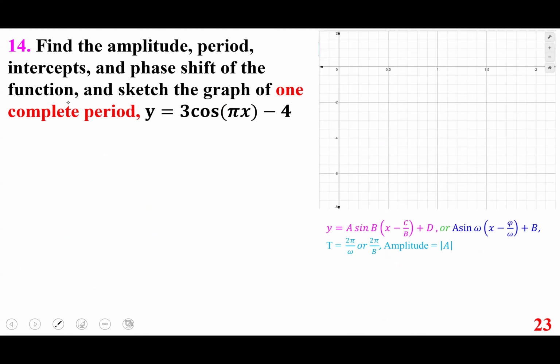We're going to move on. Again, we are given a function. We want to find the amplitude, period, intercepts, and phase shift of the function and sketch the graph y equals 3 cosine pi x minus 4.